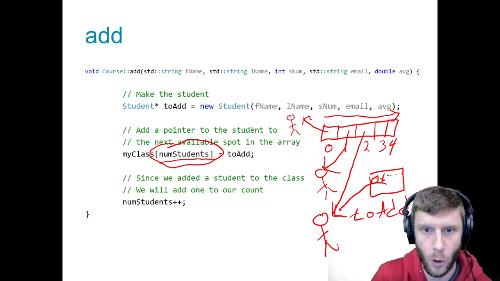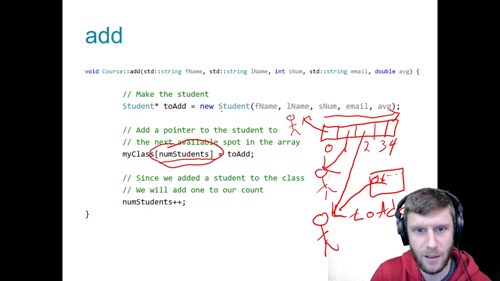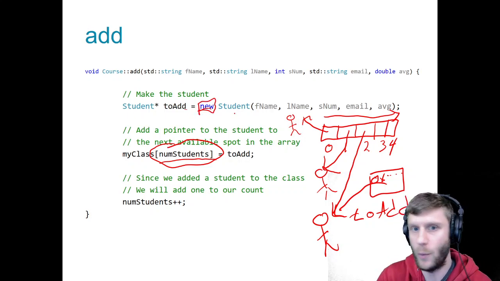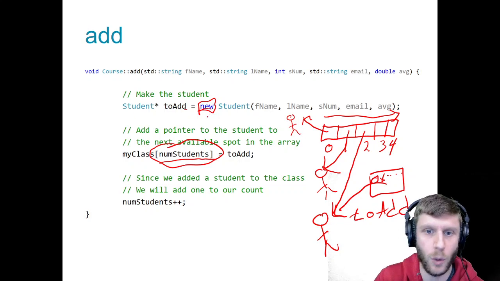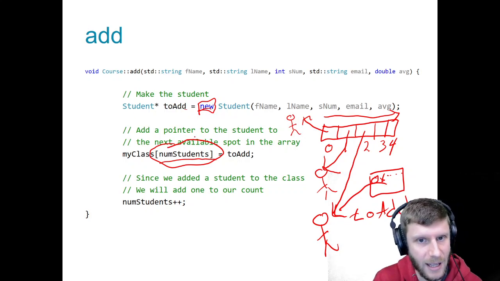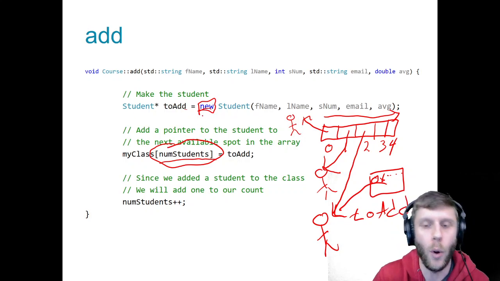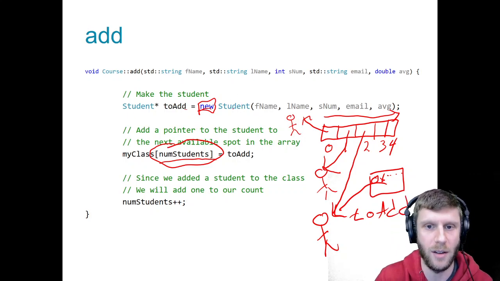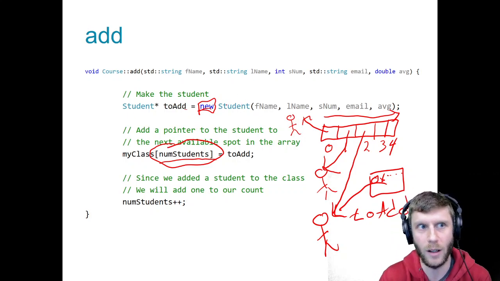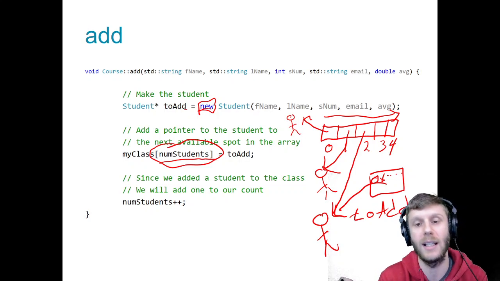You might be saying, well, hold on. Why didn't you delete it? Whenever we create a new student, whenever we see this new keyword, we should delete it. You're right, but we don't want to delete it now. We want to delete it once we're done with it. But presumably, if we've added a pointer to our array to point to the student, we don't want to delete it yet. We want to keep track of that information. We're going to want to delete the student later.